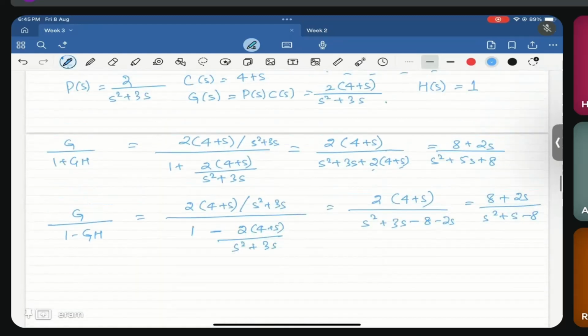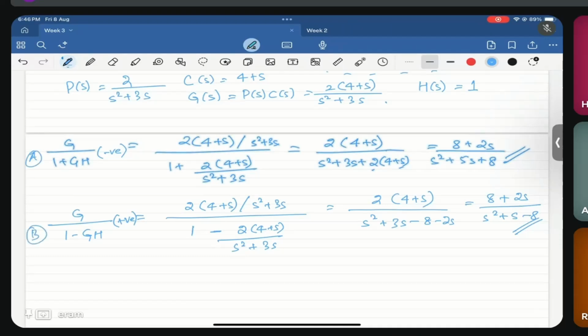So this is the closed loop transfer function for negative feedback, and this is for positive feedback. So how to comment on the stability of the system? Bibo stability. What we need to check? Poles. We have to check the poles. So what are the poles for this one? I will write it as negative and I will write it as positive. So this one is A and this one is B.